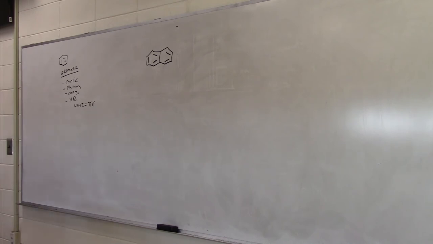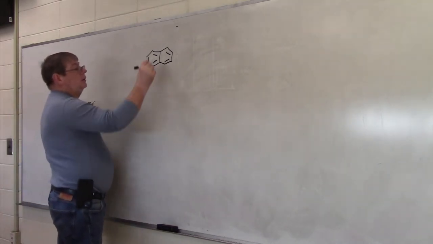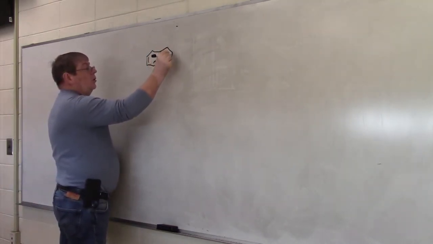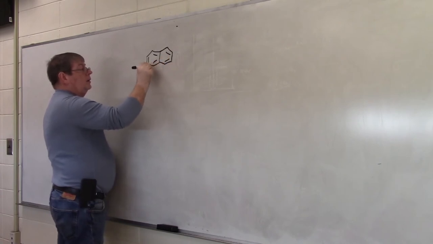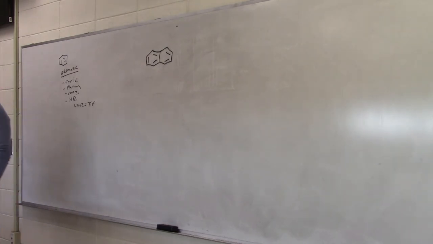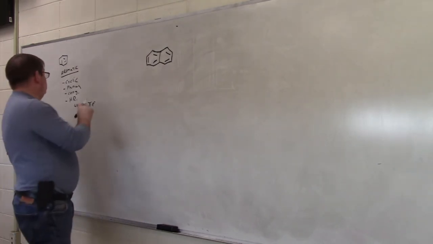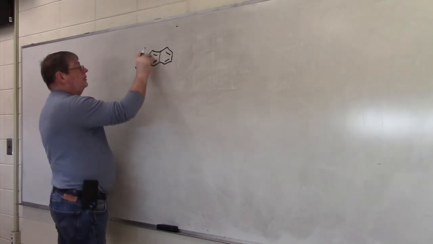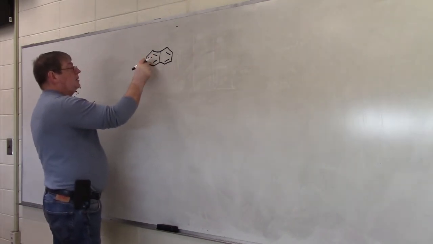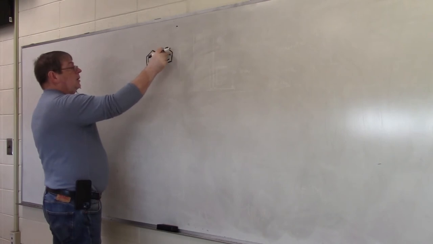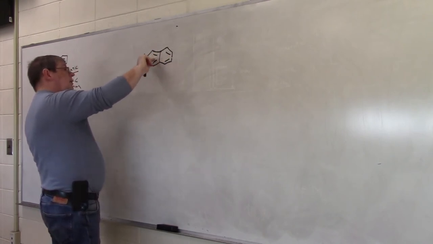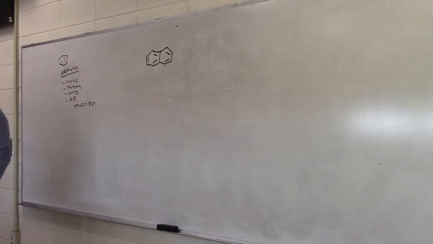Well, let's assume it's planar. It is. Would you say it's cyclic? Yes. If I start here and I go all the way around, I can get back to where I started without ever lifting my pencil, so it's cyclic. Is it conjugated? Yep. You got double bond, single bond, double bond. So it is conjugated all the way around.